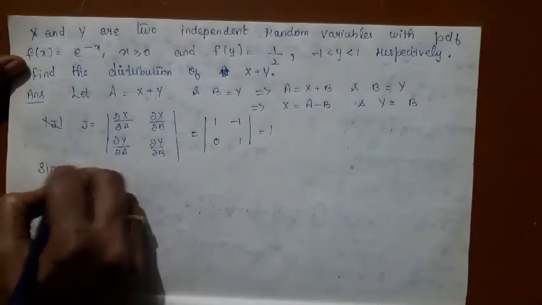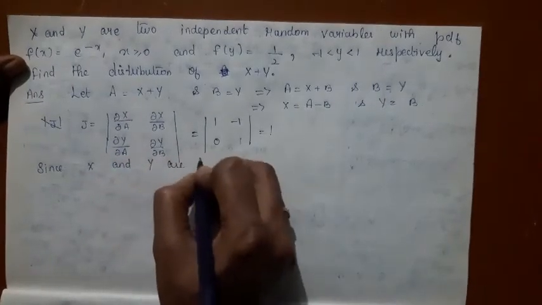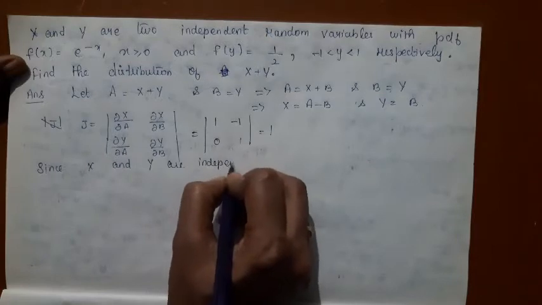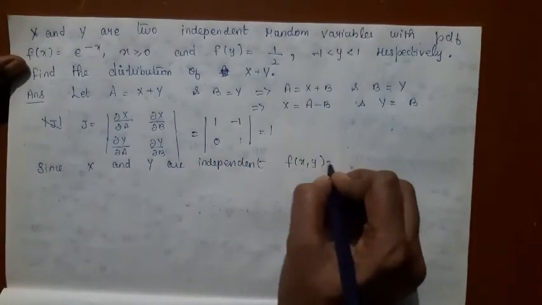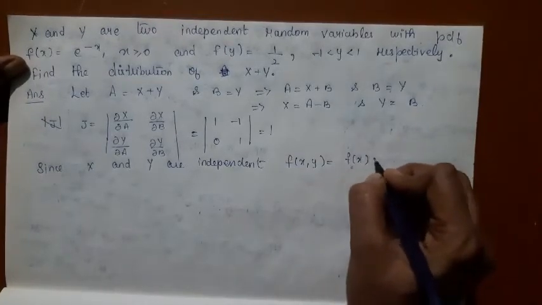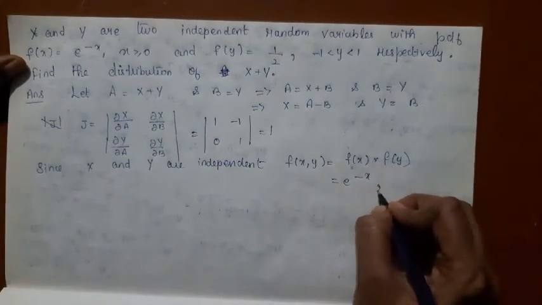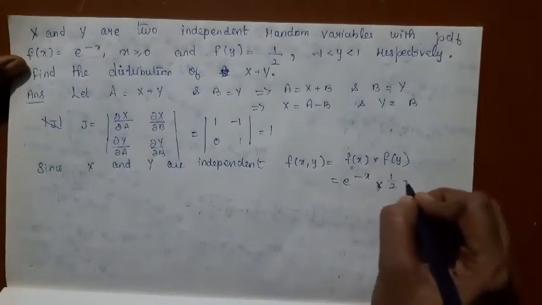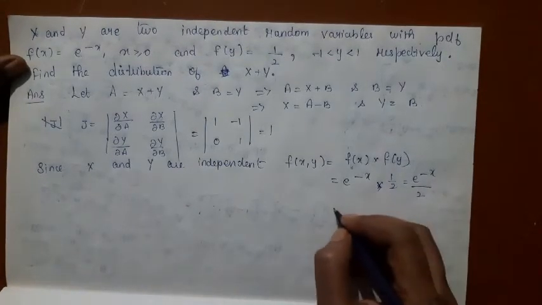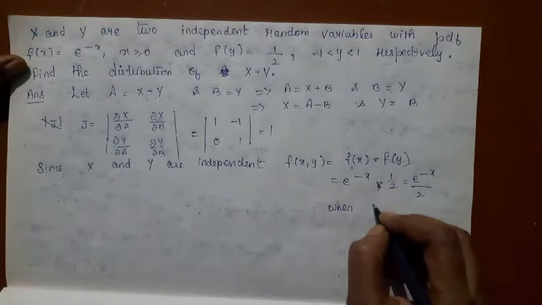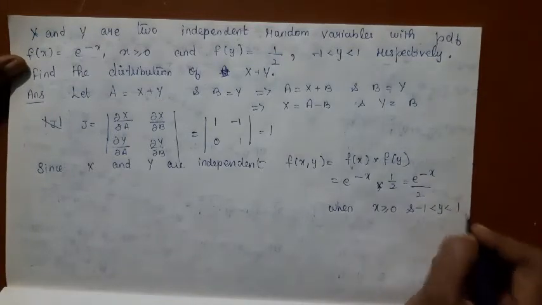Since X and Y are independent, f(x, y) can be written as f(x) into f(y), right? Your f(x) is e^(-x) and f(y) is 1/2. So you have e^(-x)/2 when the range is x greater than or equal to 0 and minus 1 less than y less than 1.